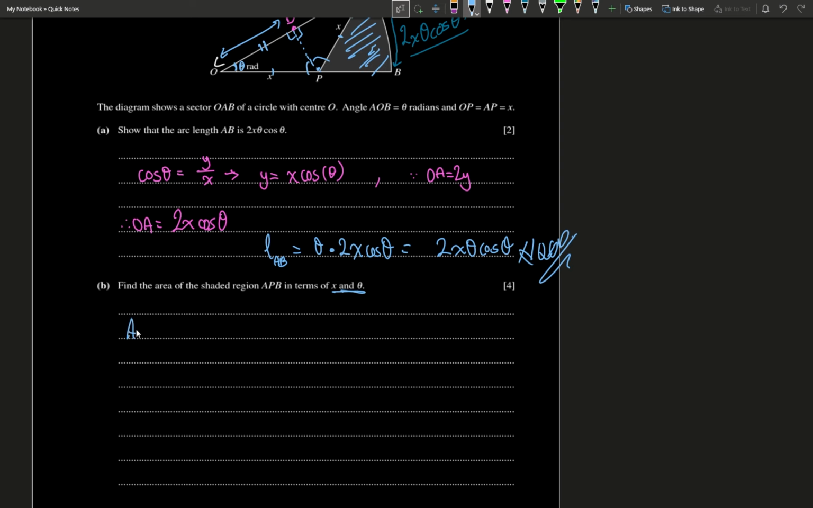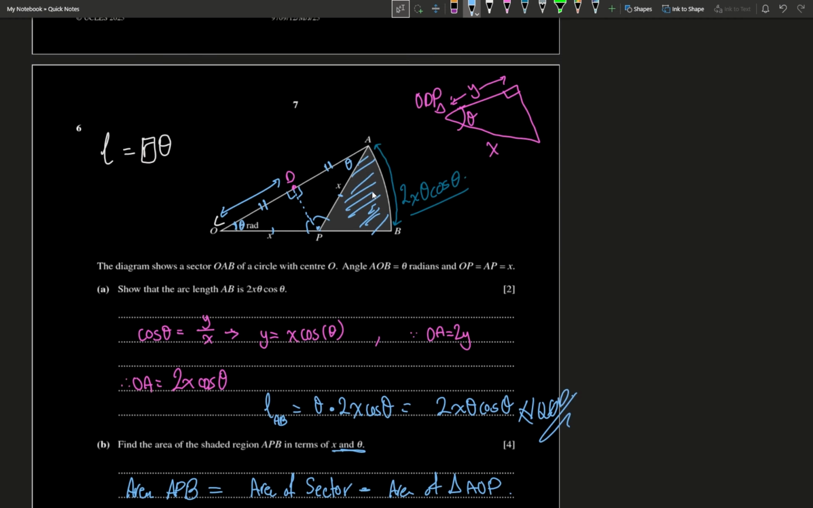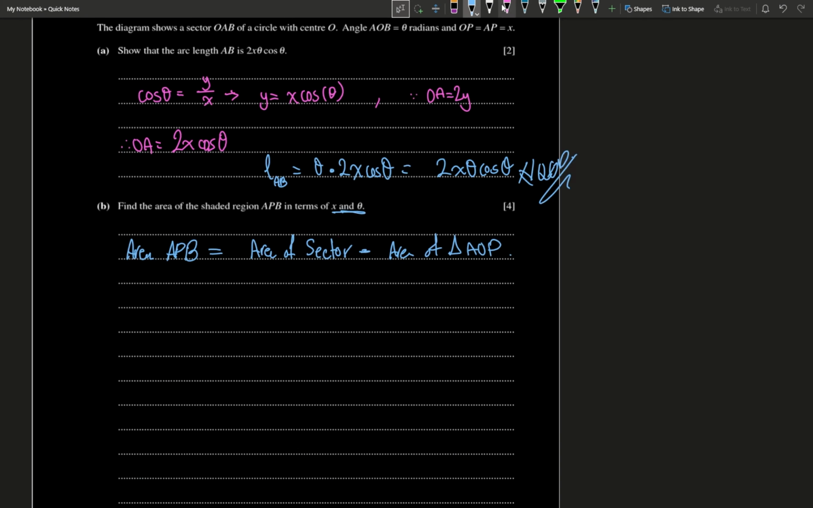We can write area of APB equal to the area of the sector minus the area of the triangle AOP. I do not think that is difficult to understand. If you want to find it, simply take the area of the whole sector and subtract the area of the isosceles triangle AOP. So first, let's find the area of the sector.